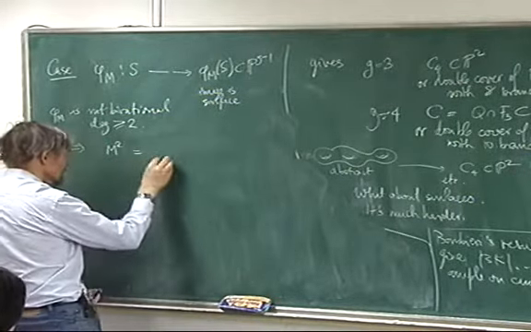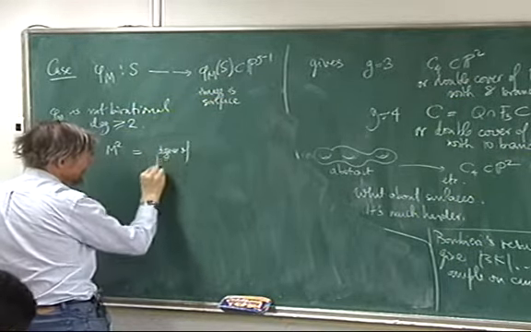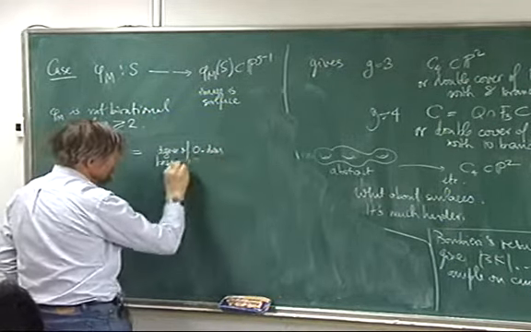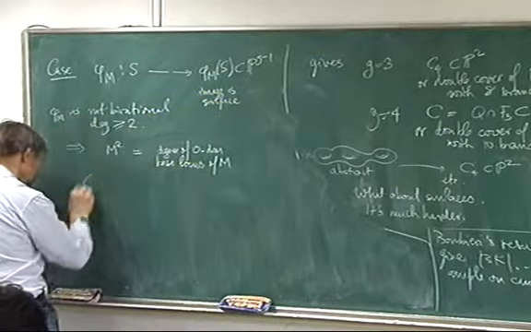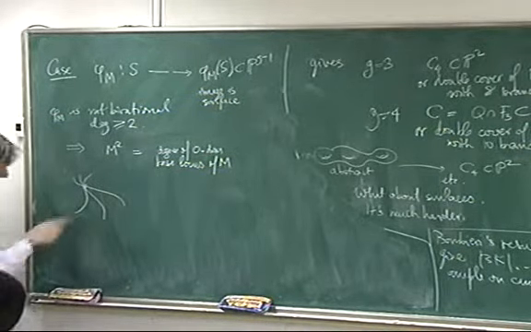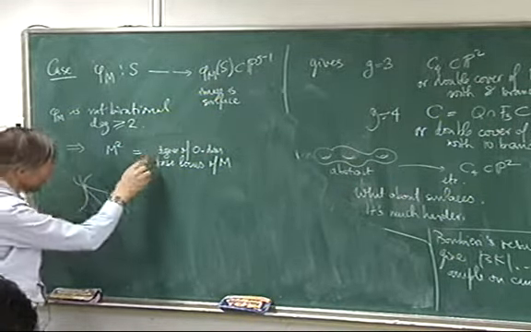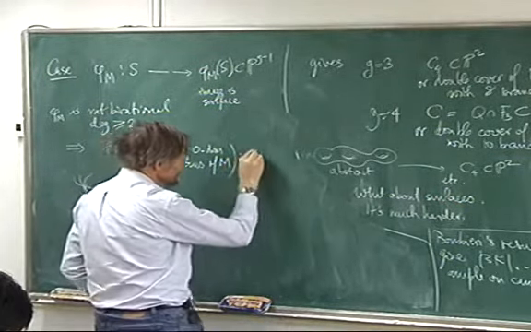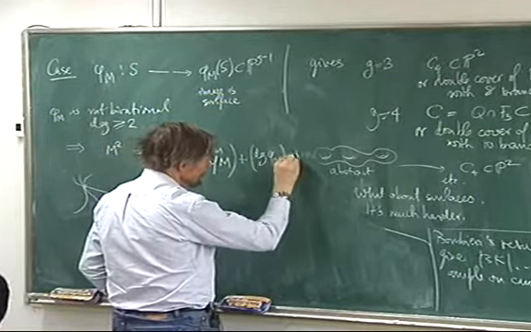M squared is equal to the degree of the base locus, the zero-dimensional base locus of M. So here are my curves in M. It could happen that they all pass through a point. We'll see examples where this really happens. So there's a zero-dimensional base locus, and if that is there, then it contributes. It will make some difference here. And then plus the degree of phi_M times the degree of the image.